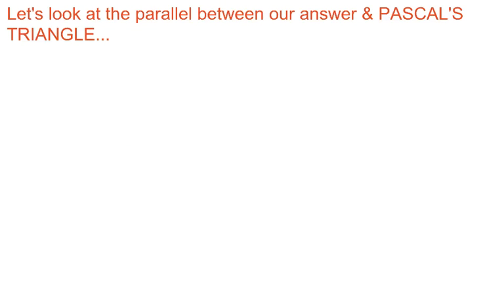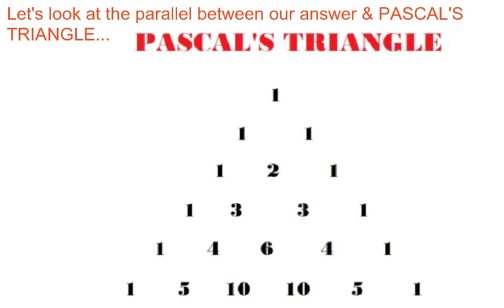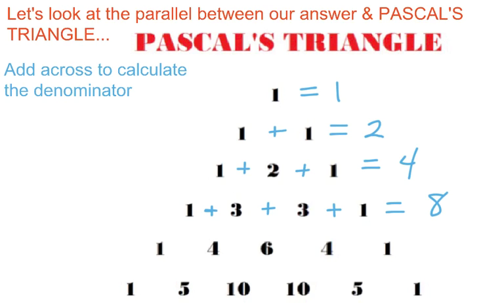Let's look at the parallel between our answer and Pascal's triangle. Pascal's triangle is a pattern that was created a long time ago. And here we can take this triangle and determine binomial probability based on the rows of the triangle. So the first thing that you want to do, in order to get the denominator of our probability, is add across. If we're taking 1 shot, then we're either going to make it or miss it, and it's a 50-50 probability, or 1 out of 2.